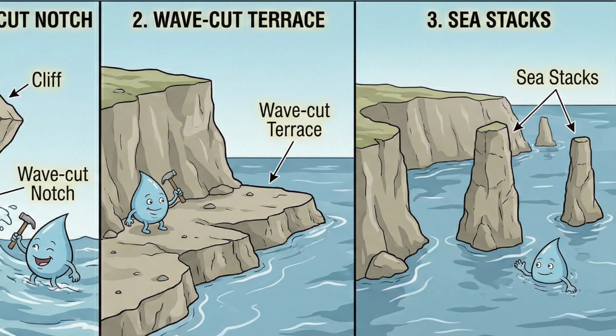2. Wave-cut terraces. As waves continue to erode the base, the cliff retreats further inland. This leaves behind a flat rock floor at the foot of the cliff, which is called a wave-cut terrace.